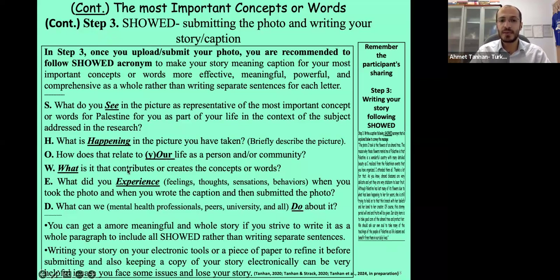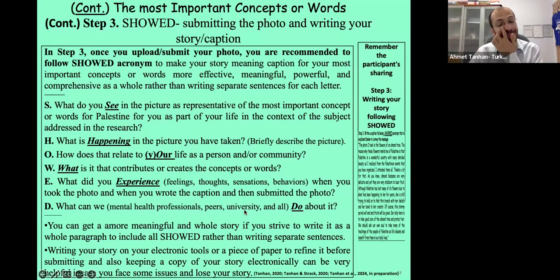W stands for why: what contributes to or creates the concepts or words? What is the reason behind the things you are talking about? And E, what did you experience, feelings, thoughts, sensations, and behaviors, when you took the photo, and when you are writing the caption and submitting the photo and the story? What are your experiences? And D, what can we as mental health professionals, peers, universities, and all do about this issue? So you can see, if you really follow SHOWeD, you can write a very meaningful, comprehensive, brief, to-the-point narrative. But in general, we also remind participants that they don't have to follow SHOWeD. They can freely write, but if you really reflect on these questions, they are very critical questions. They are not just random questions.